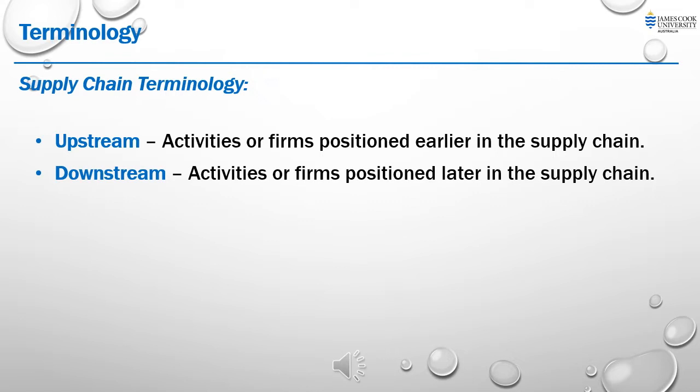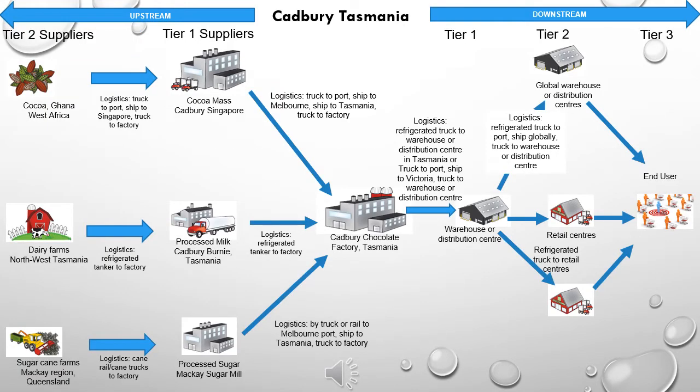In terms of upstream and downstream, we have different tiers. If they are closer to the main manufacturer in the middle, they can be tier one, tier two. As far as it goes, those tier numbers can even increase. Let's have a look at this great example of chocolate manufacturing. Right in the middle, we have the Cadbury Chocolate Factory, for example, in Tasmania, and then on the left side, we go to the supplier.